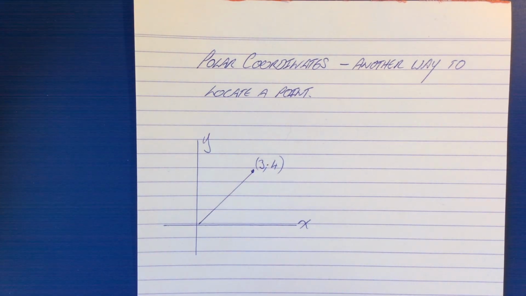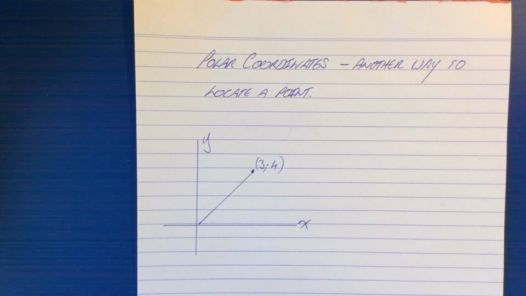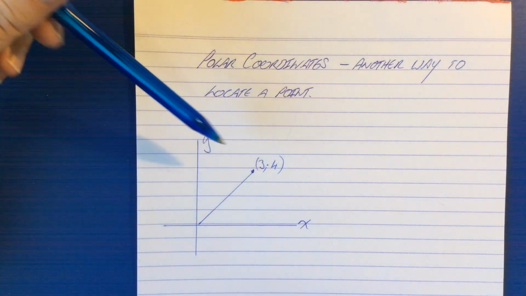Today we're looking at polar coordinates, another way to locate a point in space. Now, in order to understand what goes on here, you need to have a very basic knowledge of trigonometry and an understanding of Pythagoras. There's not much more to this than that, really. And what we are talking about is a way of locating a point in space. Now, this is in two dimensions.